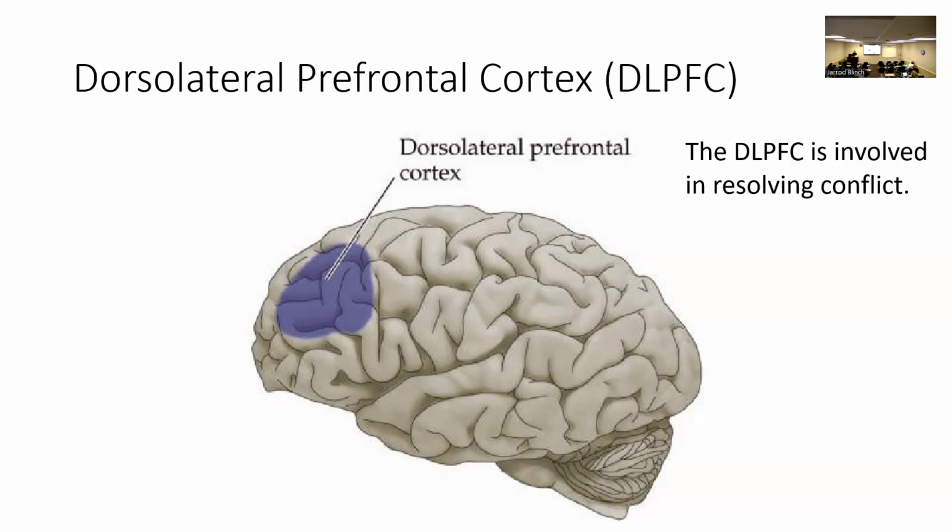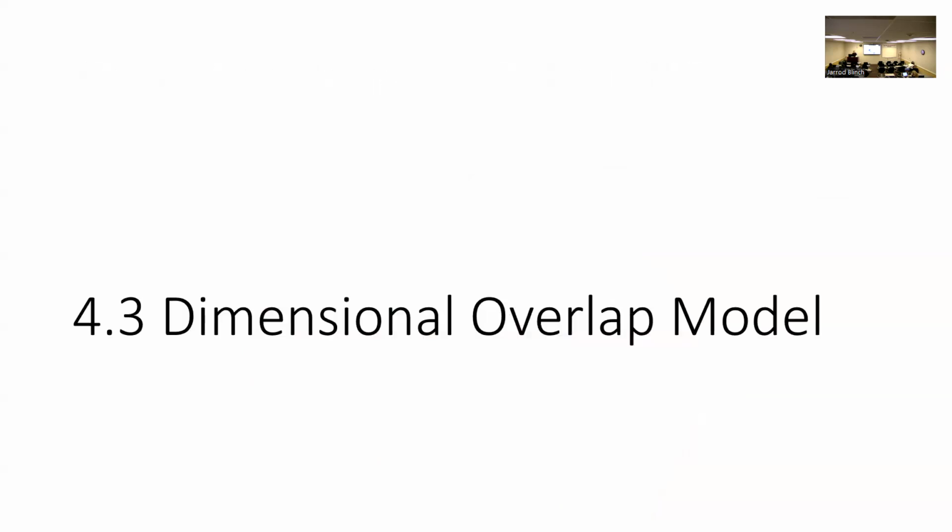Any questions about Span and Posner's attentional network task? Well, let's segue into our dimensional overlap model that can explain the flanker task and lots of other tasks.